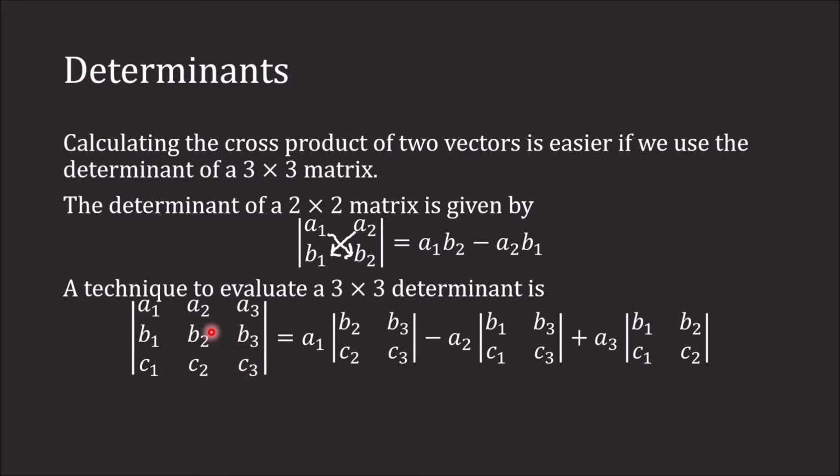And you'll do similar. This is a minus A2, then cross out second column, first row. You're left with the matrix B1, B3, C1, C3. And then plus A3, cross out third column, first row. Determinant of the matrix B1, B2, C1, C2. This method is known as the cofactor expansion. And again, this method is studied more in depth in a linear algebra class.